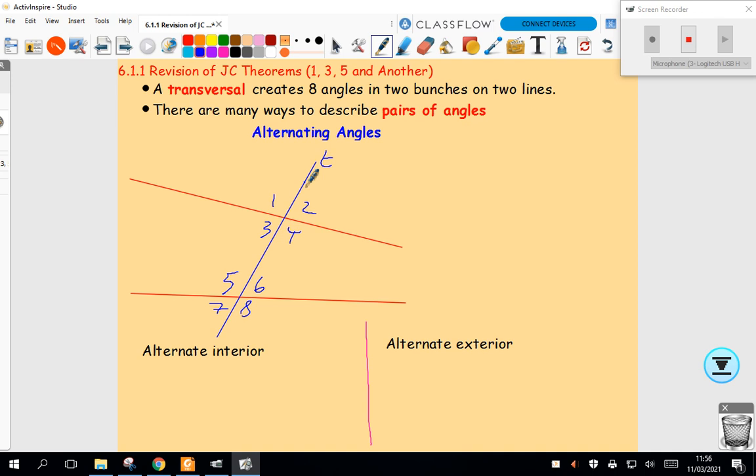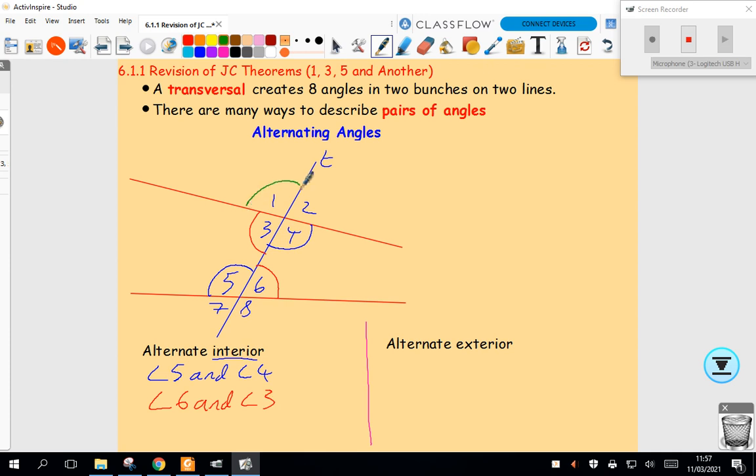The alternate interior angles are going to be one angle from each bunch. They're going to be on opposite sides of the transversal, and they're going to be in the interior. So angle 5 and angle 4 are on opposite sides of the transversal, and they're in the interior. Angle 6 and angle 3, they are on opposite sides of the transversal and in the interior.